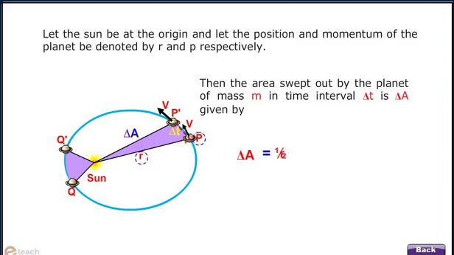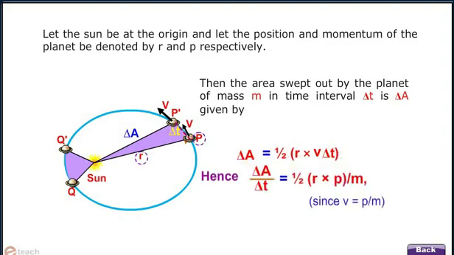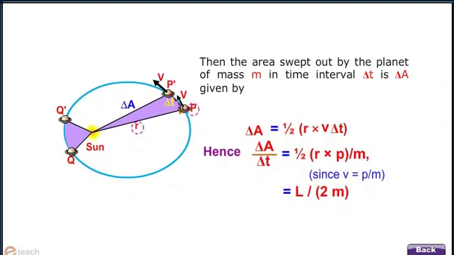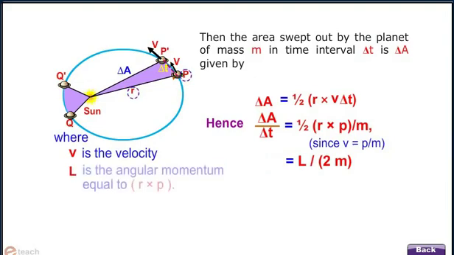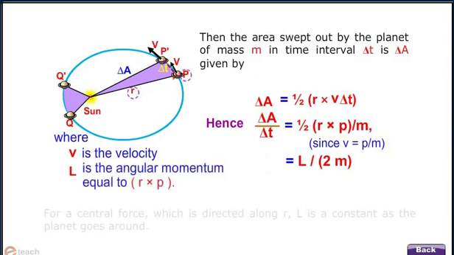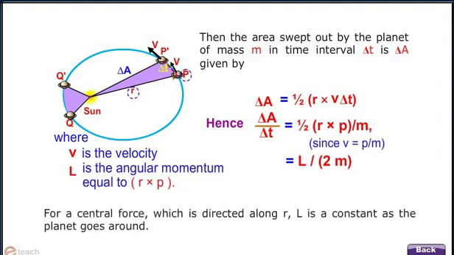given as delta A, where delta A equals half of r cross v dt. Hence, dA by dt equals half r cross p by m, since v equals p by m. Thus, dA by dt equals L by 2m, where v is the velocity and L is the angular momentum equal to r cross p. For a central force which is directed along r, L is constant as the planet moves around.